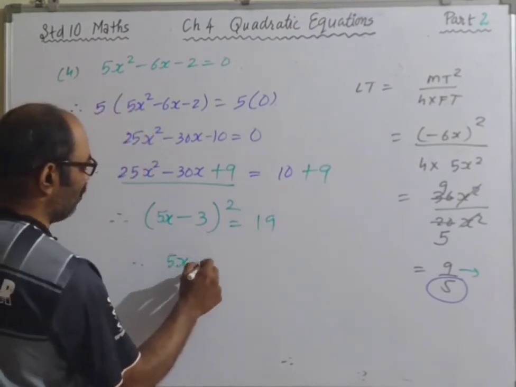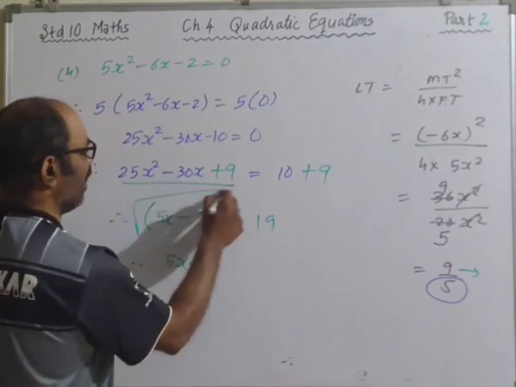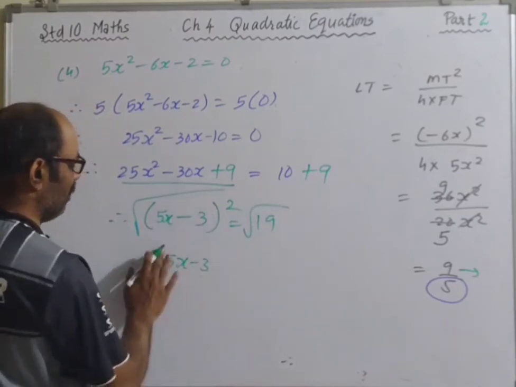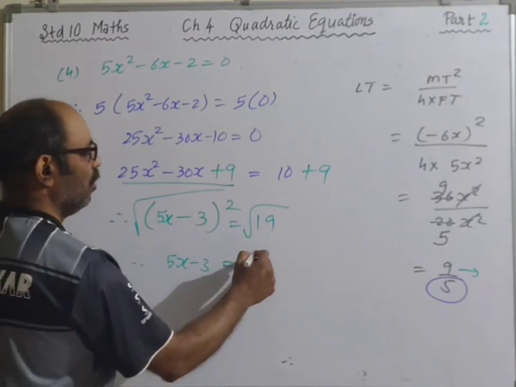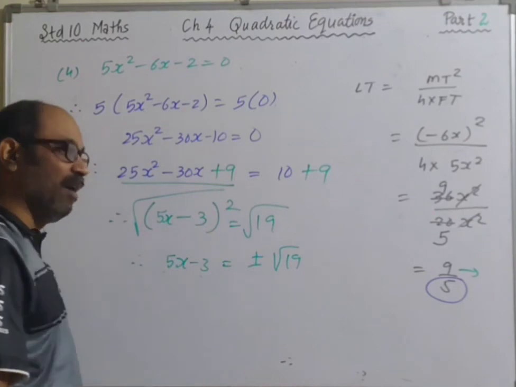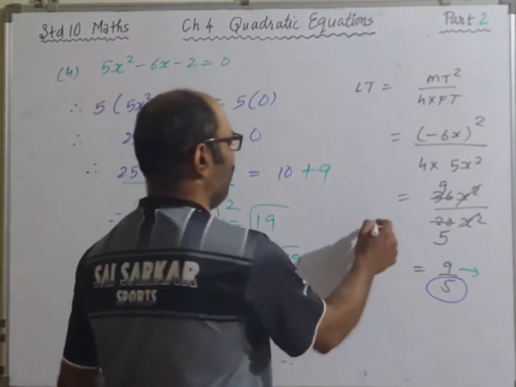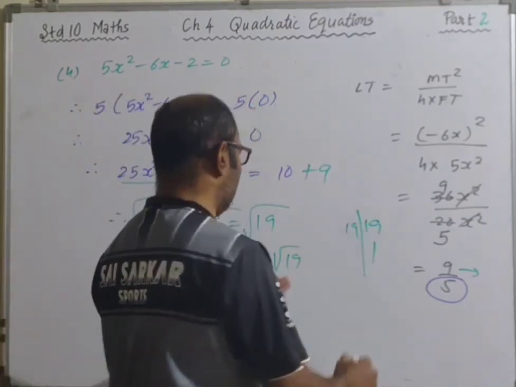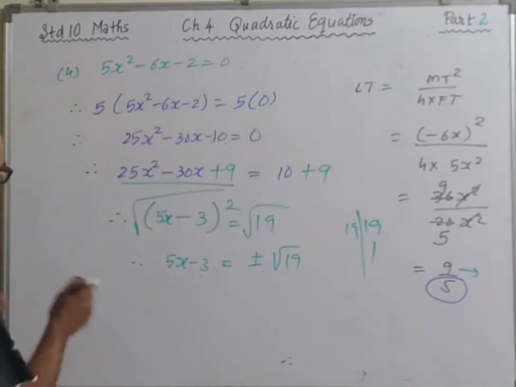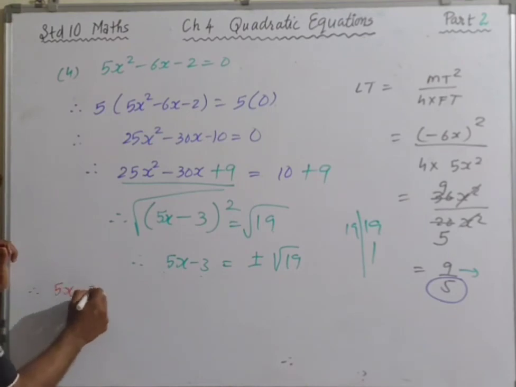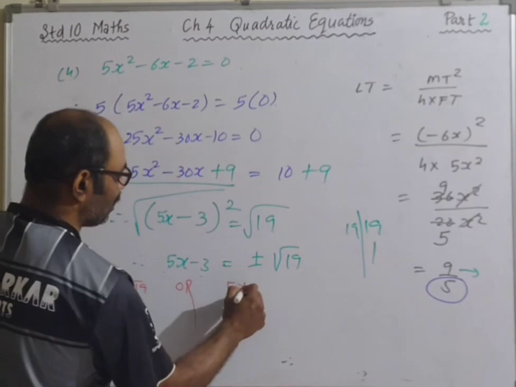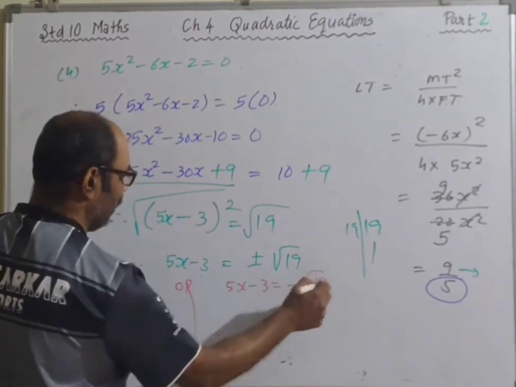Therefore 5x minus 3, you are taking square root on both sides. So the square root is gone. 5x minus 3 you may write, that is equal to plus or minus root 19. Now 19 is not a perfect square, and it has no simplification either. 19 1 is 19, that's it. So it will remain the same. Don't worry. Therefore 5x minus 3 is equal to plus root 19 or 5x minus 3 is equal to minus root 19.